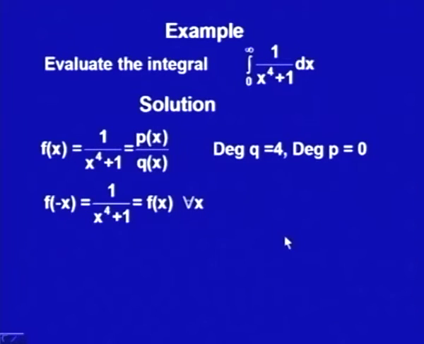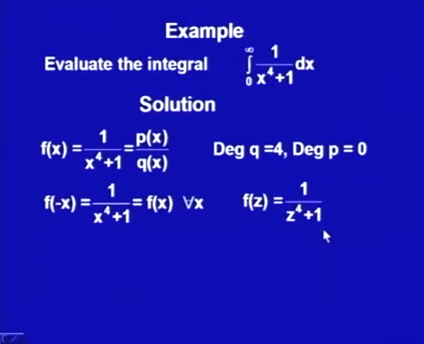So, again the Cauchy principal value formula would be applicable, and the method we have just described is applicable. For that we require a corresponding complex function. So, the corresponding complex function would be 1 upon z to the power 4 plus 1.